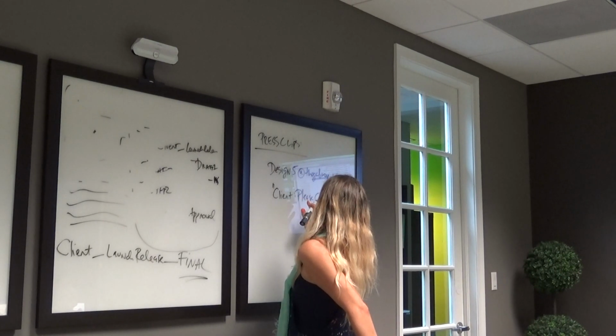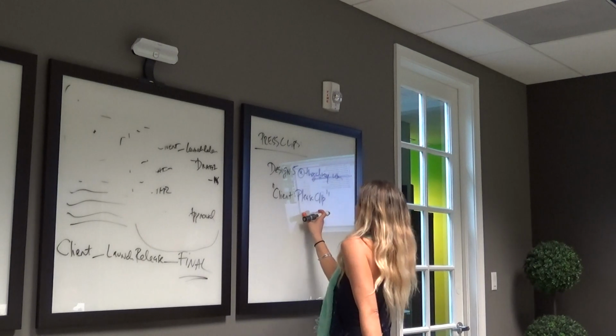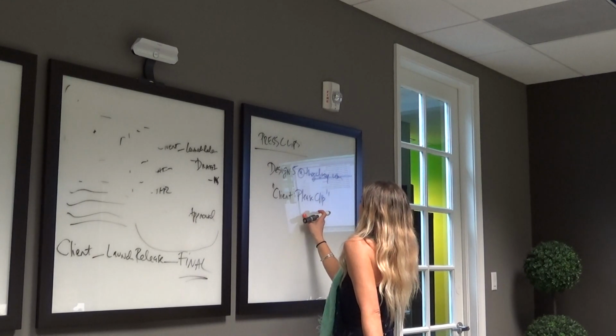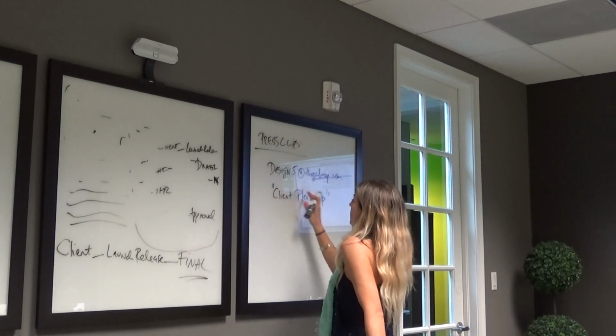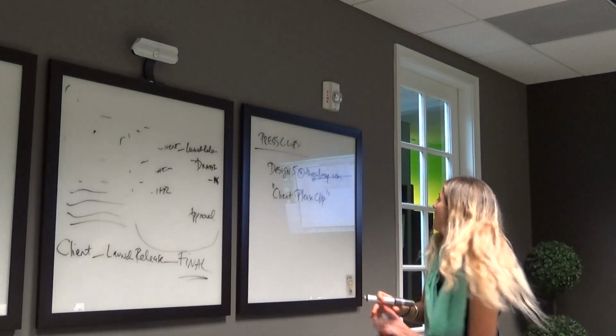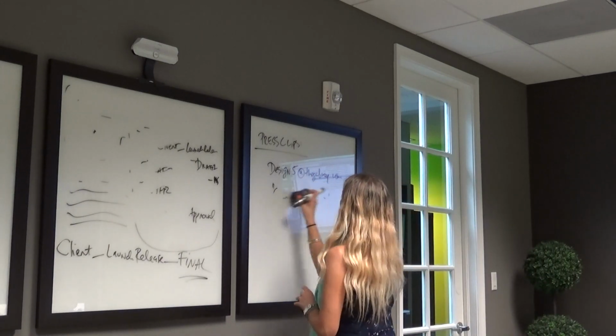Sorry, actually, how do we subject line it, please clip? It's "Please clip design" colon, with the client name, and then in parentheses, the outlet. The outlet, yeah.